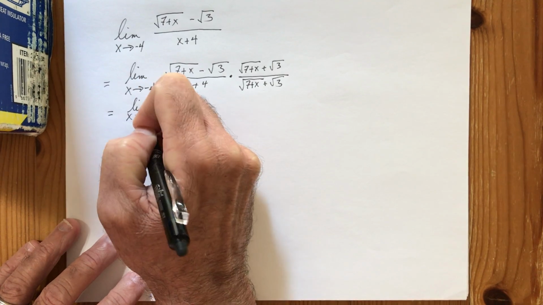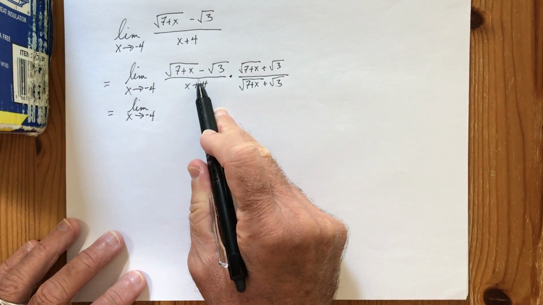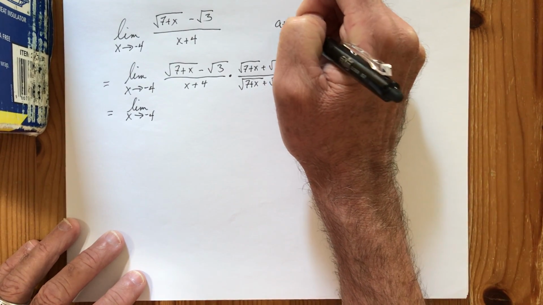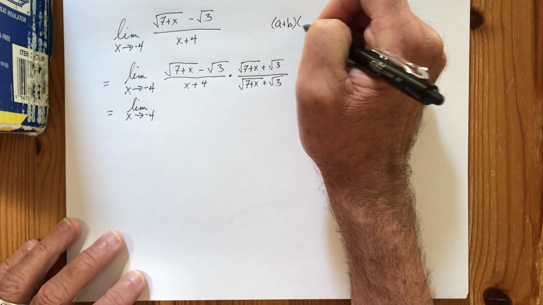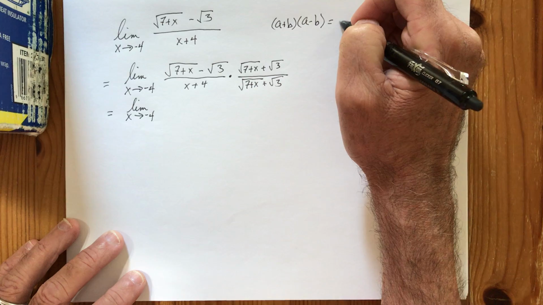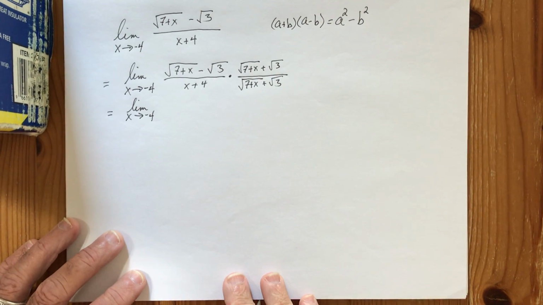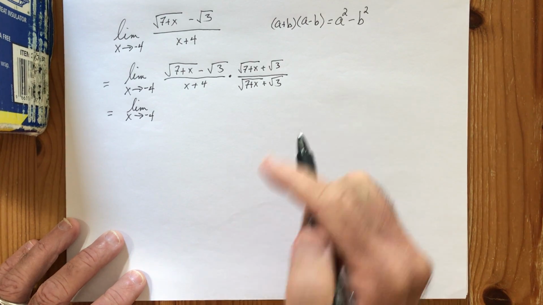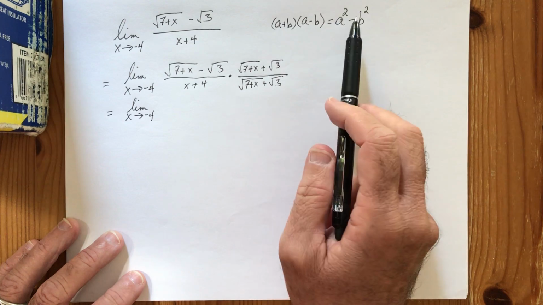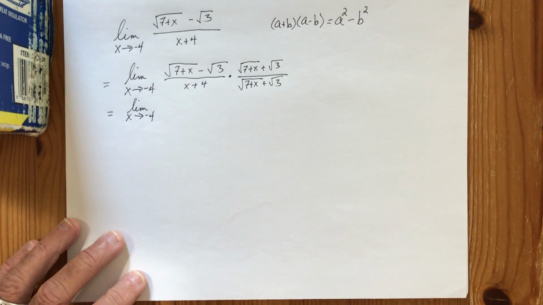So we have the limit as x approaches -4. And when we multiply conjugates, what I'd like to bring back to your mind is that if we have something like a plus b multiplied by a minus b, that becomes a squared minus b squared. And perhaps you learned this back when you took Algebra 1. So what this means is that when we multiply two conjugates, we square the first number, and we square the second number, and we put a minus sign between those results.